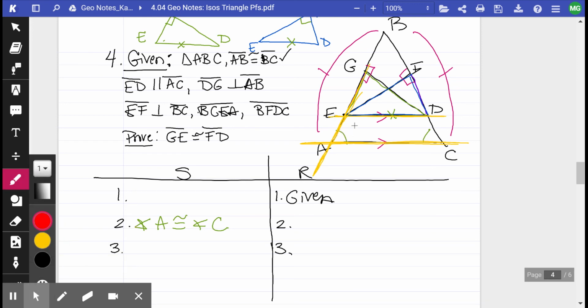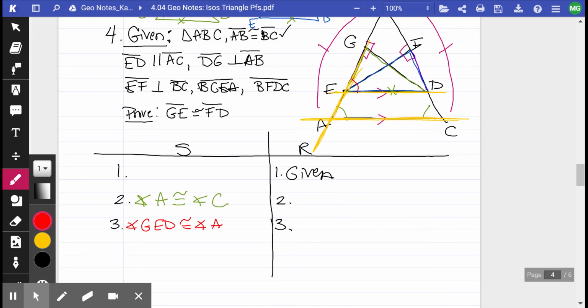Well, if you look here, you've got between your yellow lines, follow the transversal and the parallel line, you've got corresponding angles. You cannot call angle GED any number because there's an angle inside of it. You cannot call it E either. You have to name that angle with 3 letters. So I can say angle GED is congruent to angle A. And the reason would be if two lines are parallel, then corresponding angles are congruent.